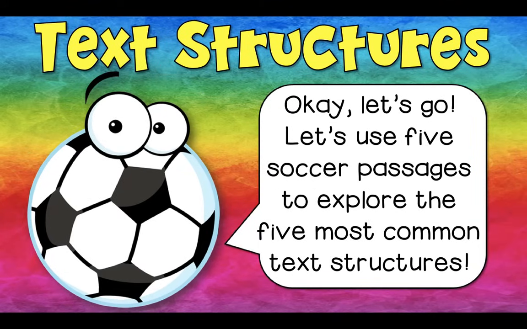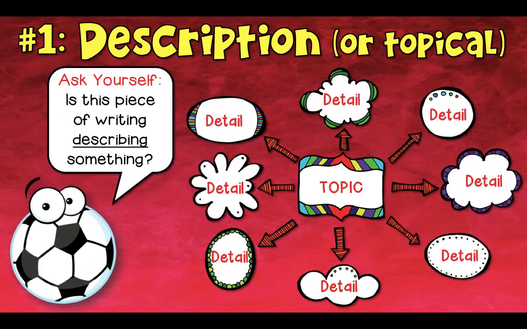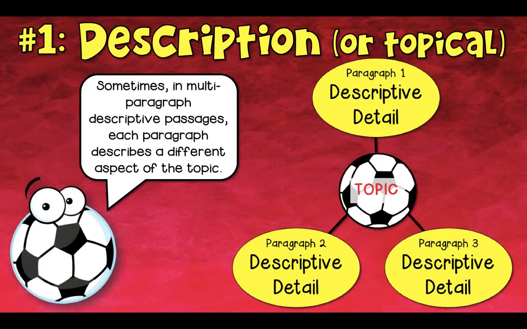Okay, so let's look at 5 different passages and explore the most common text structures. So number 1 is description or topical. So description will do what it says. It's going to describe something. There's going to be a topic such as coffee or soccer or ballet, and it will just tell you about that topic. It will give you details that you need to know to understand that topic. So sometimes if there's many paragraphs, like an essay, then each paragraph will describe a different aspect of that topic. So here's an example of that.